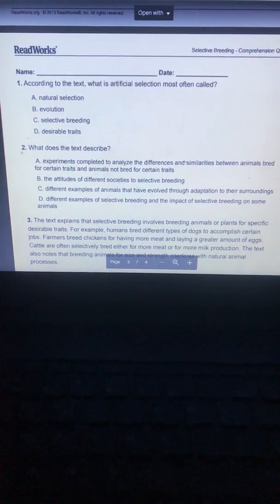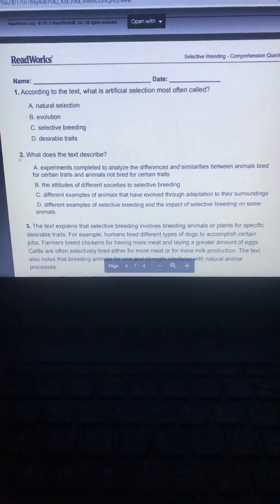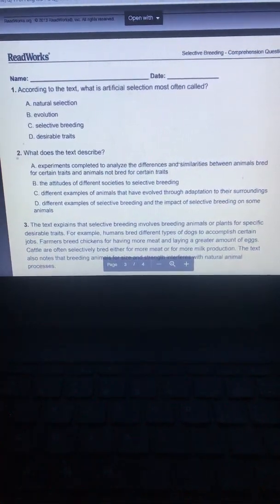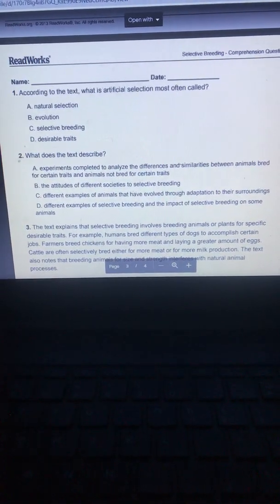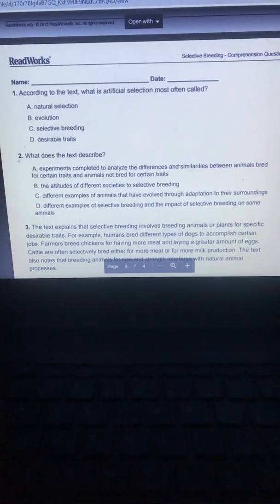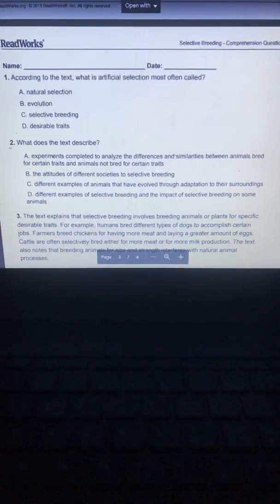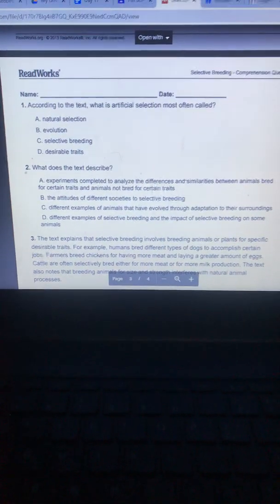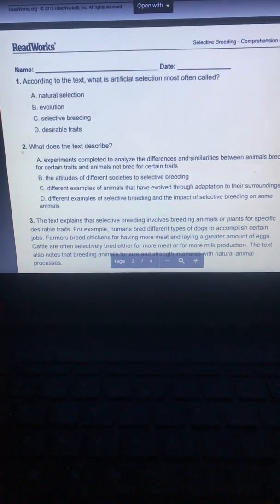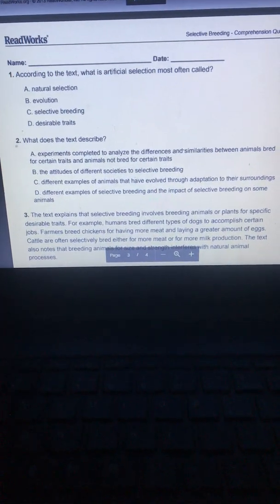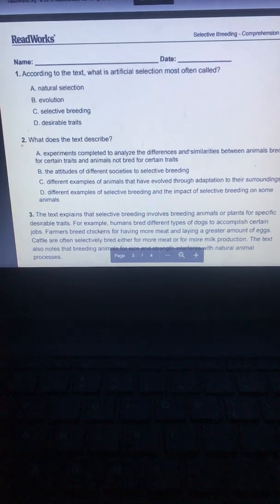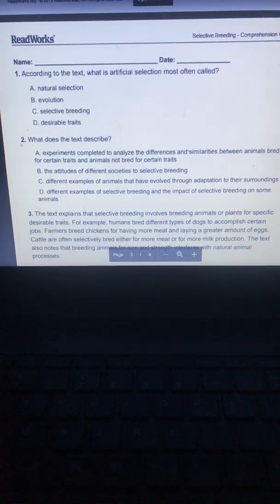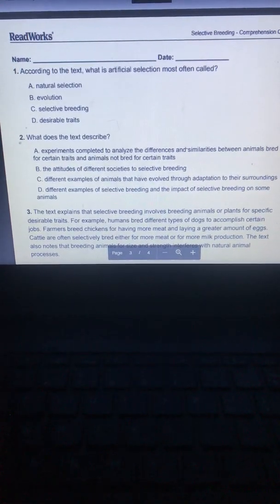C, different examples of animals that have evolved through adaptation to their surroundings. So did this article talk about different types of animals that have evolved through adaptation to their surroundings? So just strictly adapting to their surroundings, and ones that didn't adapt died. If it didn't talk about that, cross it off. If you think it might have, leave it open. All right, D, did this article give different examples of selective breeding and the impact of selective breeding on animals? Okay.